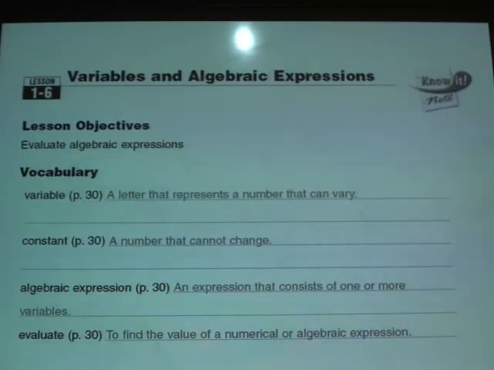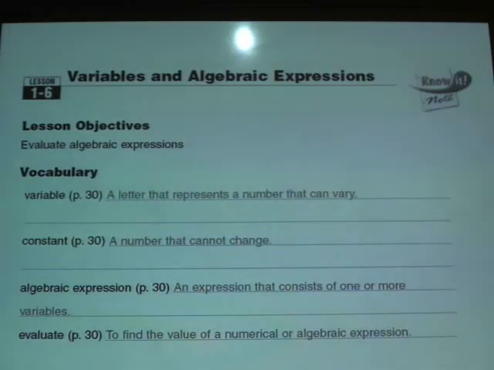A variable is a letter that represents a number that can vary. Again, this is, as I defined it earlier, an unknown. We can find it, but as it sits as a variable, it is an unknown. It's a letter that represents a number that can vary.